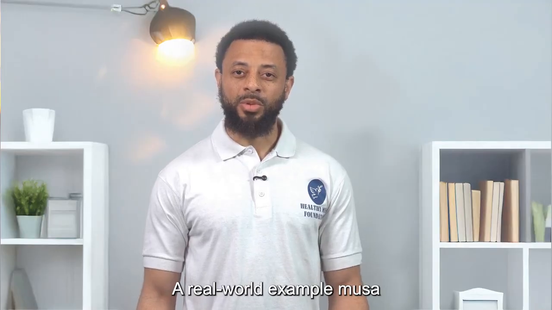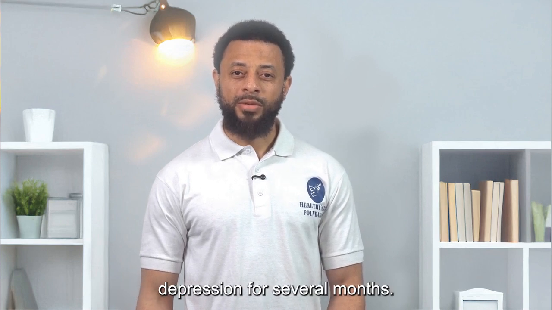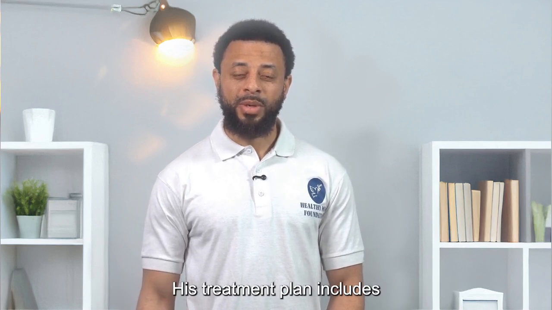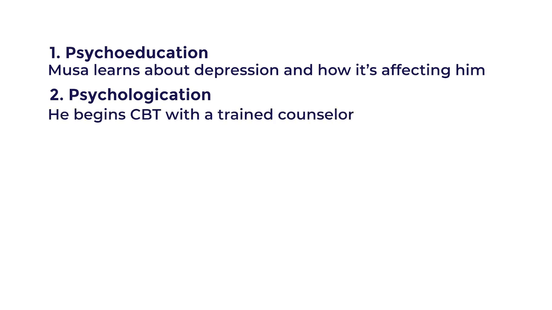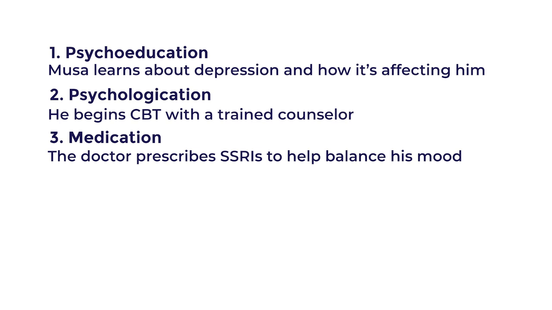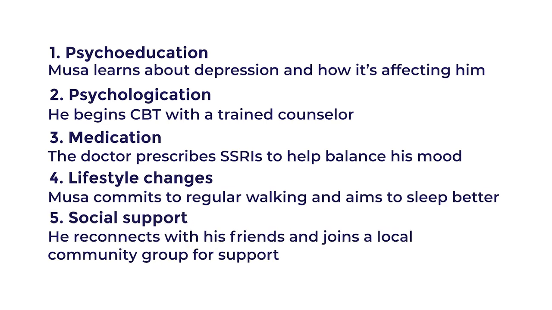A real-world example: Musa, a 45-year-old man in Lagos, has been struggling with depression for several months. His treatment plan includes 1. Psychoeducation. Musa learns about depression and how it's affecting him. 2. Psychological intervention. He begins CBT with a trained counselor. 3. Medication. The doctor prescribes SSRIs to help balance his mood. 4. Lifestyle changes. Musa commits to regular walking and aims to sleep better. 5. Social support. He reconnects with his friends and joins a local community group for support.